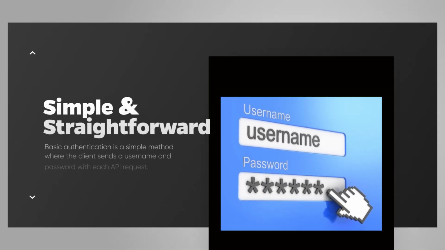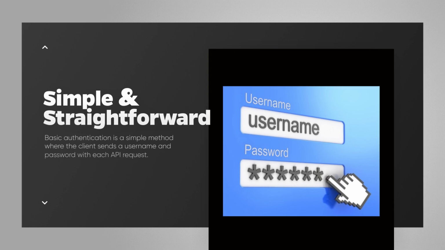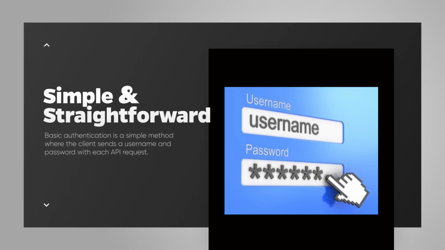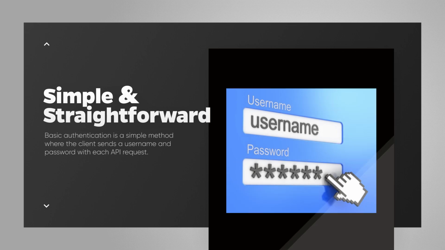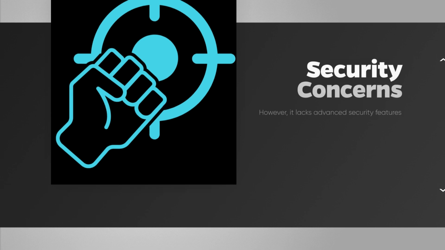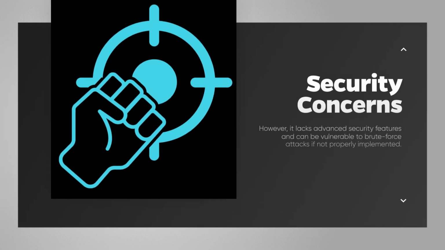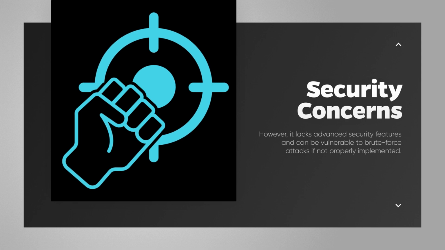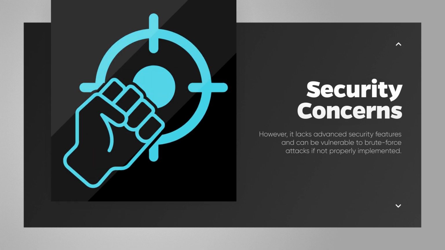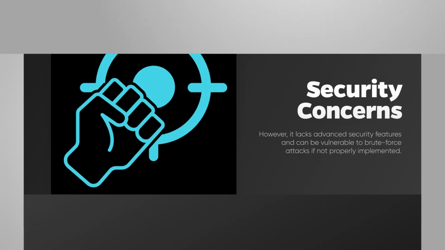Basic authentication is a simple method where the client sends a username and password with each API request. This simplicity makes it easy to implement and understand for developers, contributing to its widespread usage in various applications. However, it lacks advanced security features and can be vulnerable to brute force attacks if not properly implemented. Implementing strong password policies can mitigate these risks and enhance the security of the authentication process.